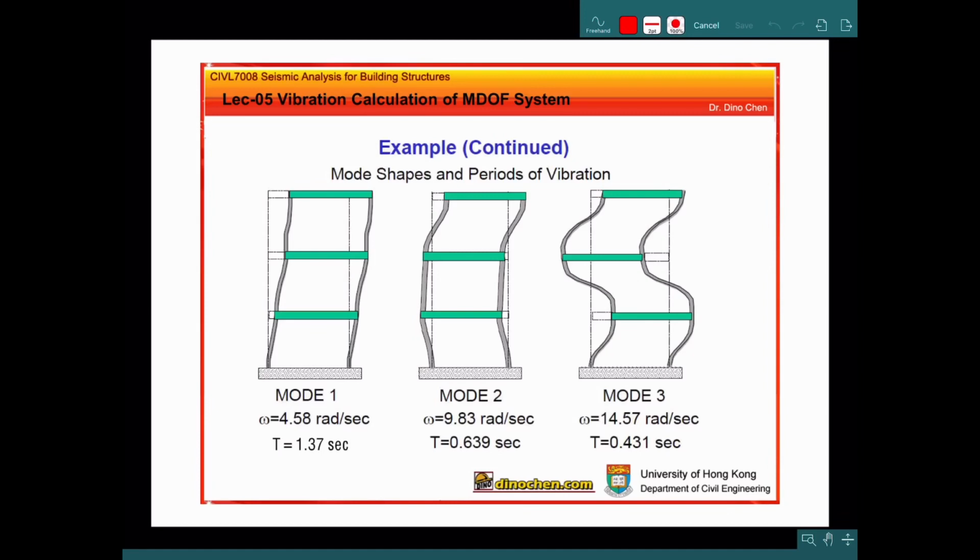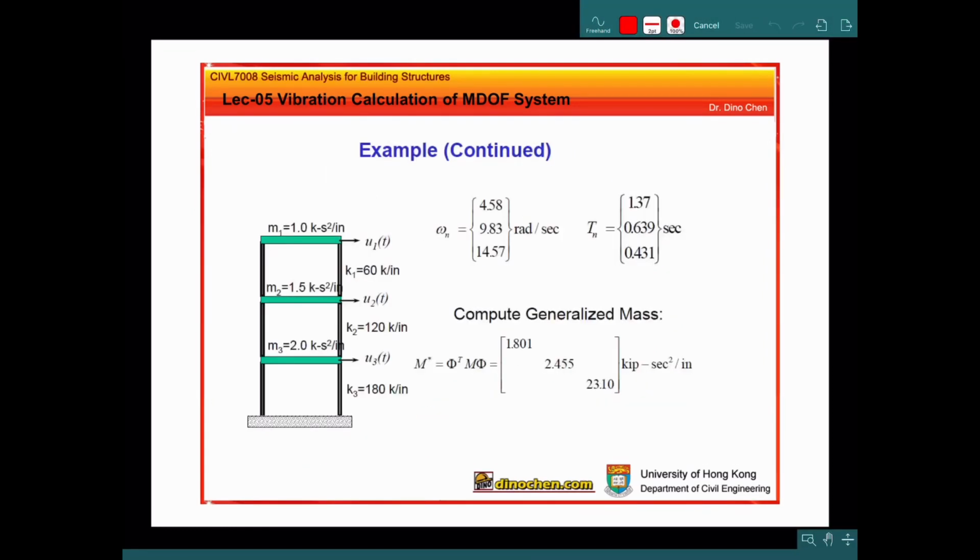We know that for mode 1, the circular frequency equals 4.5 radian per second. So this is the unit for the circular frequency. We can transfer to the period, which is quite easier to understand. It's 1.37 seconds. This is the first mode, second mode, and third mode. After we get this quite important result, you can use it in the next step, especially the circular frequency. T is not actually what we use in the next step.